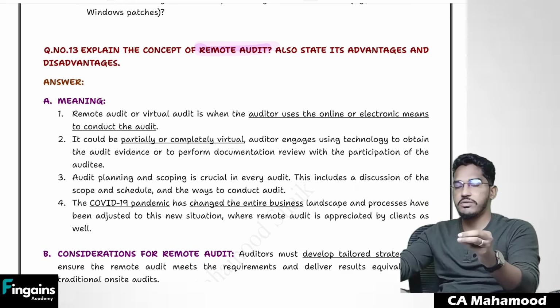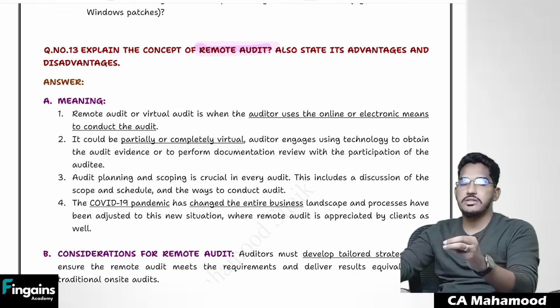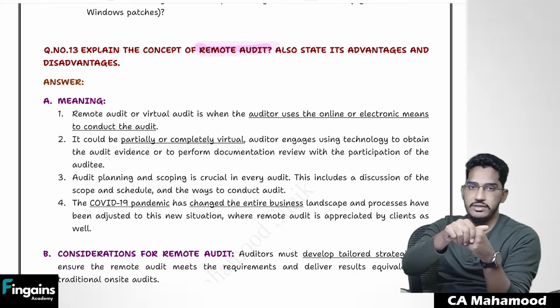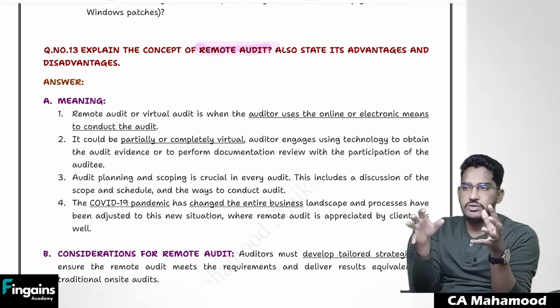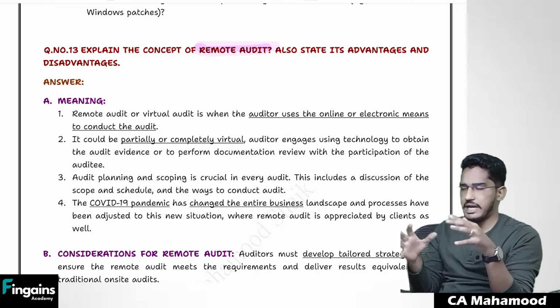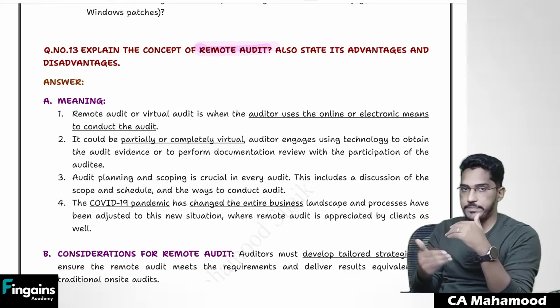At the client's premises, we will verify their books of accounts. We will try to understand their entity and its environment. We will try to verify internal controls. And finally, we will form the conclusion. Everything will happen at the client's location. This is how traditional audit, and today also most of the audits, happen.